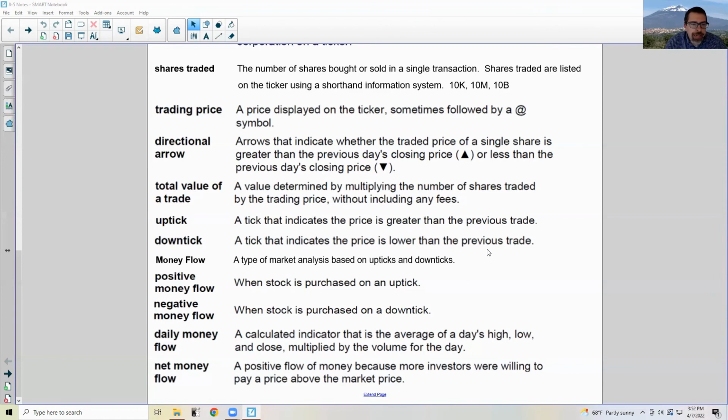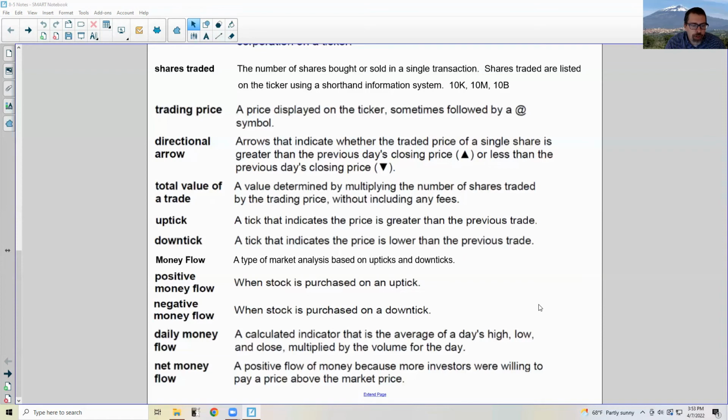Uptick, a tick that indicates the price is greater than the previous trade, and a downtick is a tick that indicates the price is lower than the previous trade. Money flow, a type of market analysis based on upticks and downticks. Positive money flow is when the stock is purchased on an uptick, and a negative money flow is when the stock is purchased on a downtick. The daily money flow is a calculated indicator that is the average of the day's high, low, and close multiplied by the volume of the day.